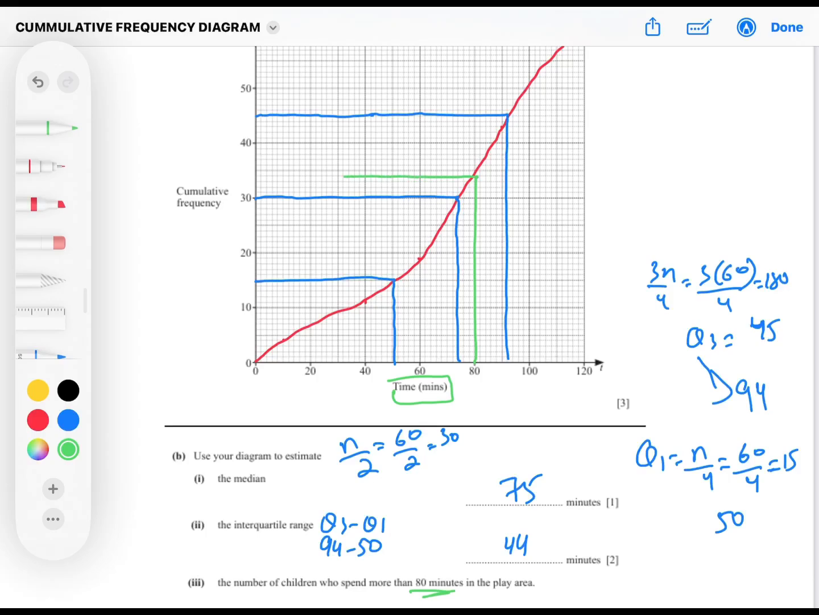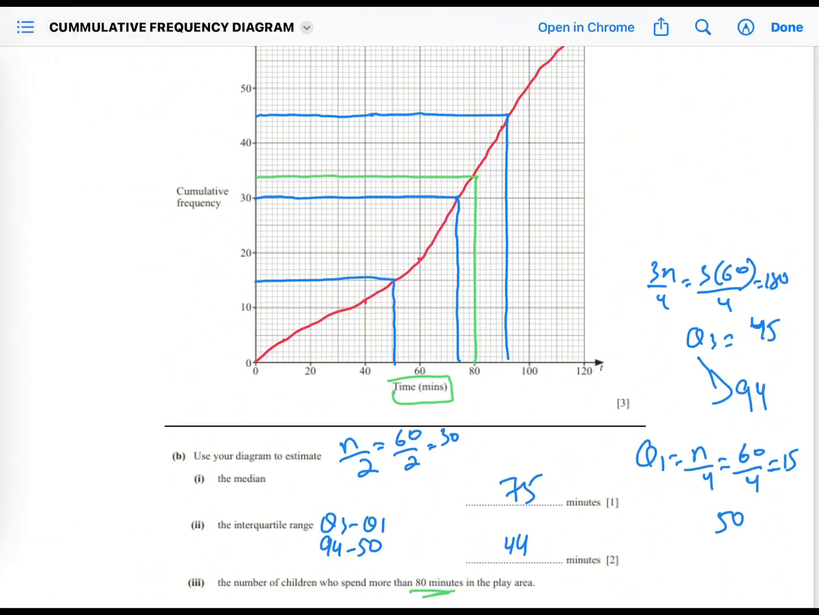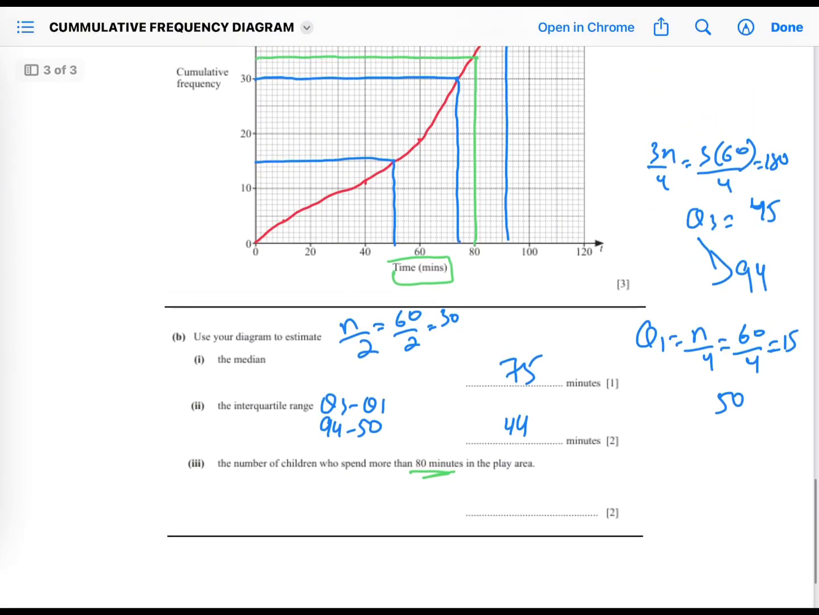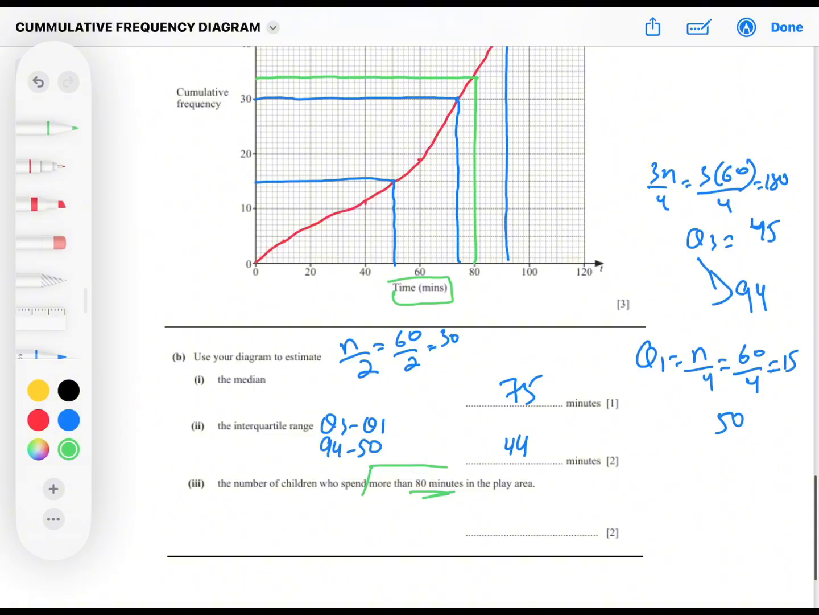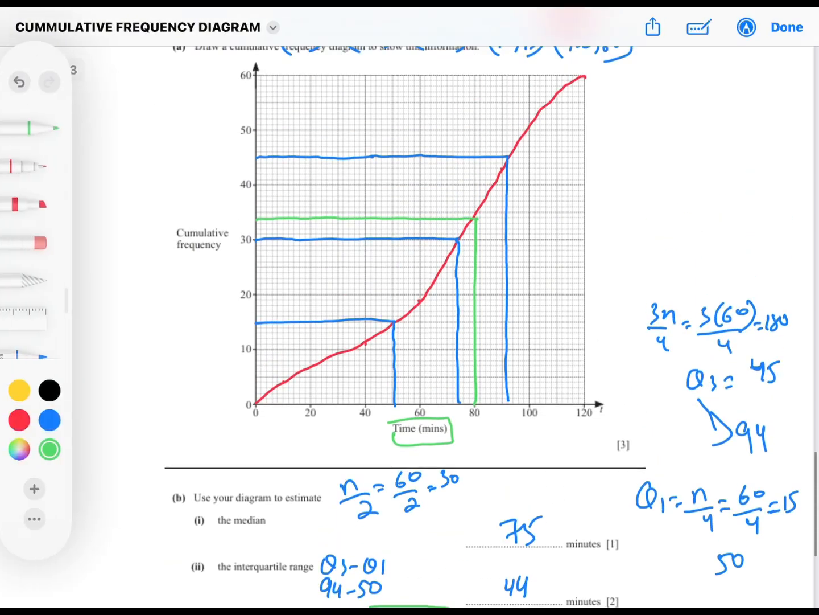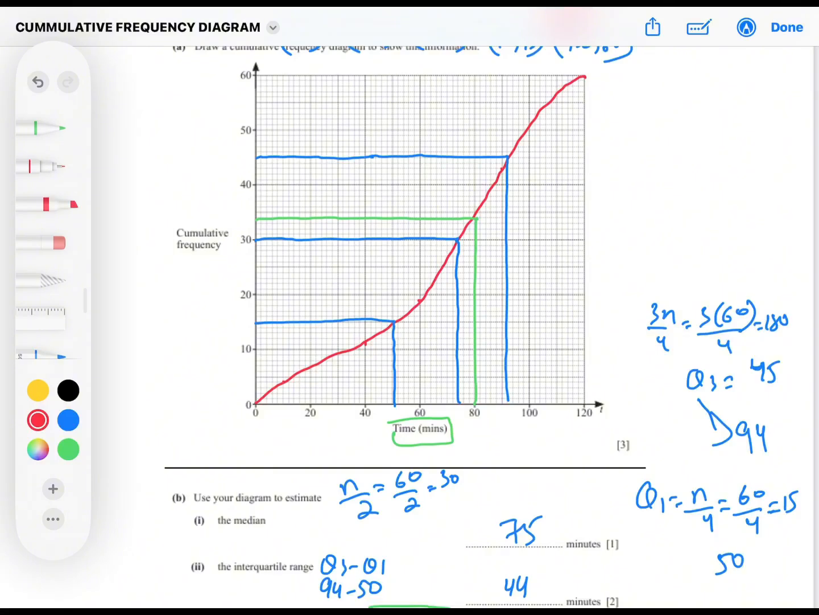So what is the value I'm getting? Let's see. It will be somehow at 30, we can say 34. So I'm getting 34, close to 35, but 34. The number of students who spend more than, they are asking more than. I got 34 at 80. So I need to find out more than 80. So I need to find the value above the 80. This means this part.